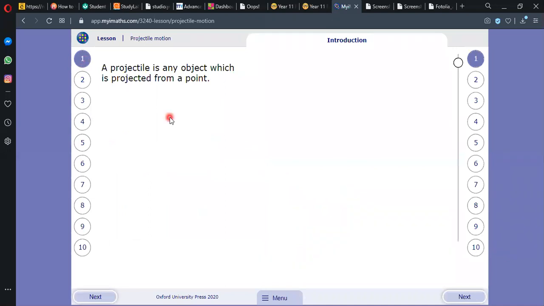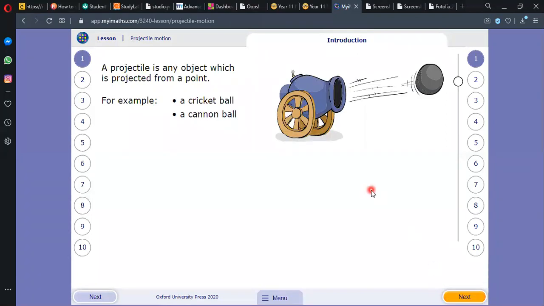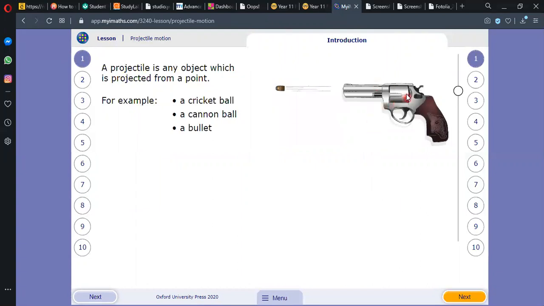A projectile is any object which is projected from a point. For example, you could have a cricket ball, as you can see. This ball is being projected from the bat that the player is using. You can see the trajectory, the direction in which the ball moved. Another example is a cannonball, which is projected from the machine here. Another example is a bullet projected from the gun itself. You can see the bullet and the trajectory direction in which the bullet is going.